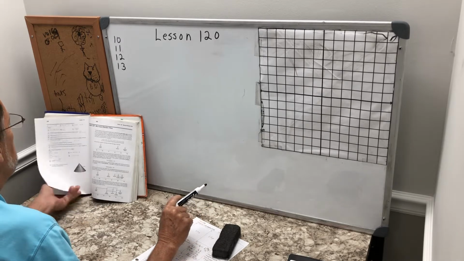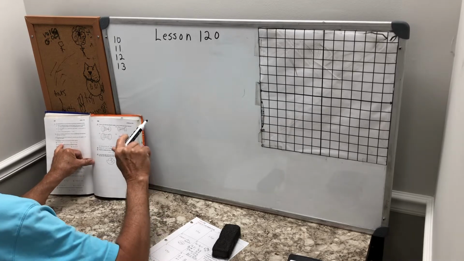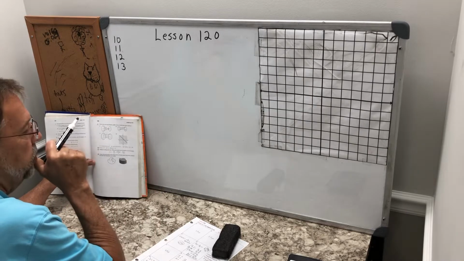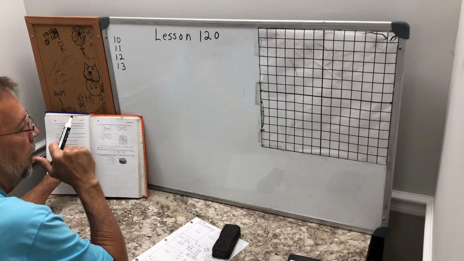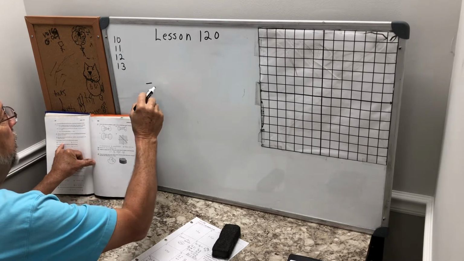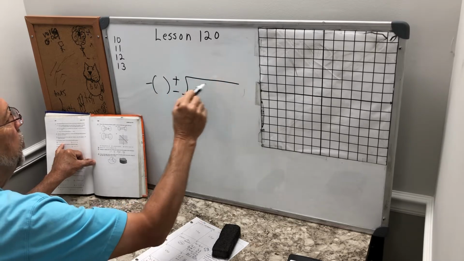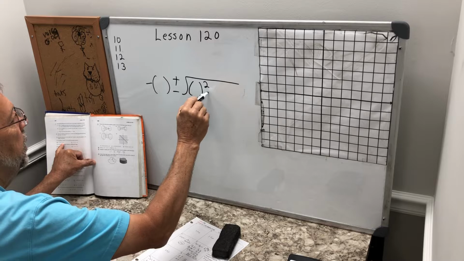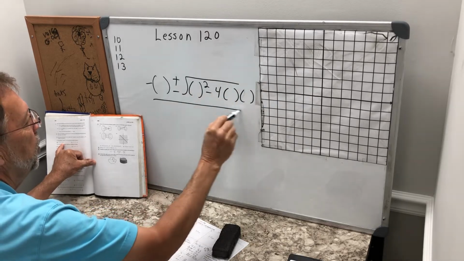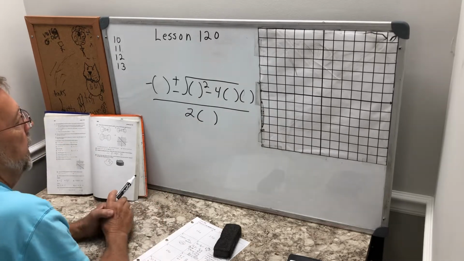Number 10 is the quadratic formula. Do you remember the quadratic formula? You need to memorize this. Your test is coming up. You need to memorize this for sure. And here it is: negative b plus or minus the square root of b squared minus 4ac, over 2a.